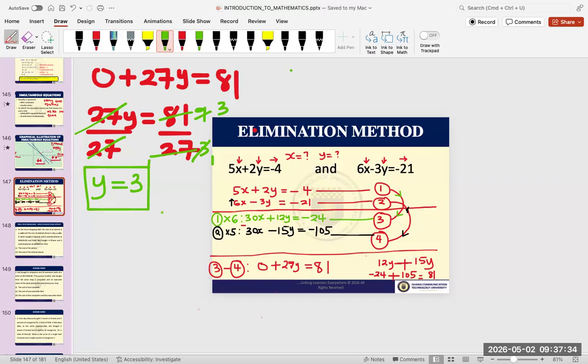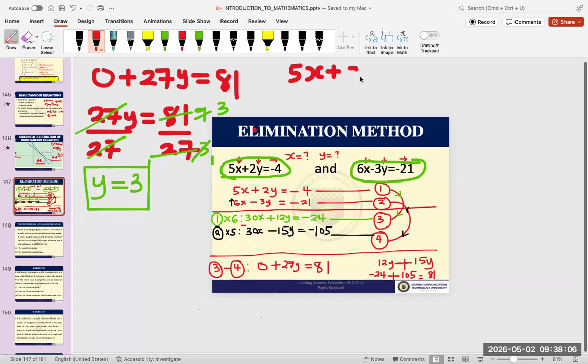After getting y is equal to 3, it means we can pick any of the equations to find the x. We can either pick 5x plus 2y equals minus 4, or 6x minus 3y equals negative 21. All of them will give us the correct answer for x. So let's use the first one as follows. 5x plus 2y is equal to negative 4.